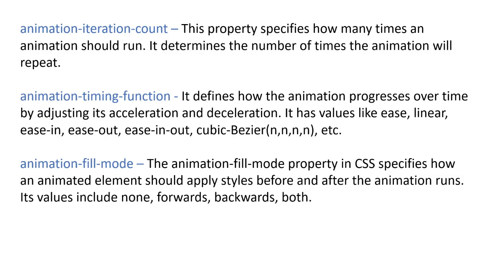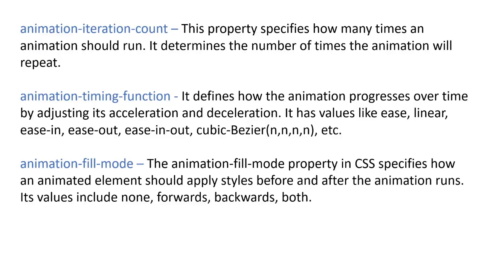Animation iteration count. This property specifies how many times an animation should run. It determines the number of times the animation will repeat. Animation timing function. It defines how the animation progresses over time by adjusting its acceleration and deceleration. It has values like ease, linear, ease-in, ease-out, ease-in-out, cubic-bezier, etc.